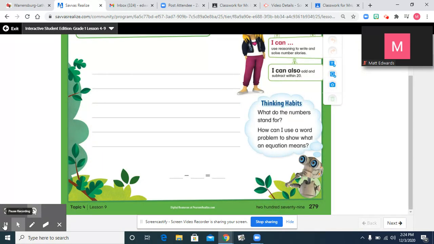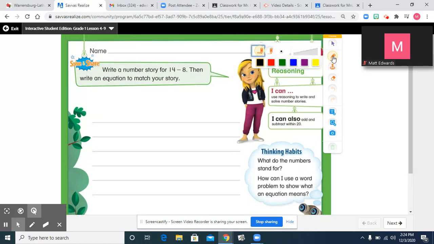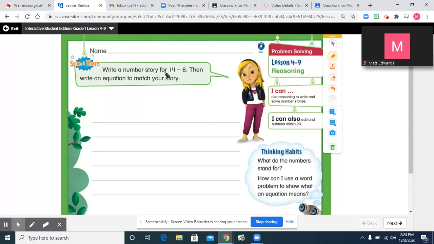Okay, you need to be in your math workbook, volume 1, and you need to be on page 279. Now let's read the directions to find out what we need to do on this page. It says, write a number story for 14 minus 8, then write an equation to match your story. Okay, now you can use any person that you want, any animal, anything that you want. It does not matter. You just have to make up a story that works for 14 minus 8. Okay? I'm going to use people's names.